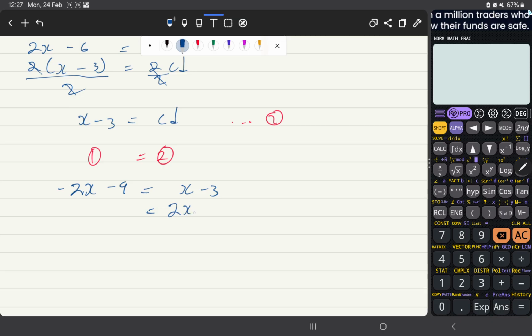Perhaps let's say 2x plus this is going to be x, and then I have minus 9 plus 3. That is 3x, that is minus 6, divided by 3, x equals minus 2. And then we are done solving this problem.